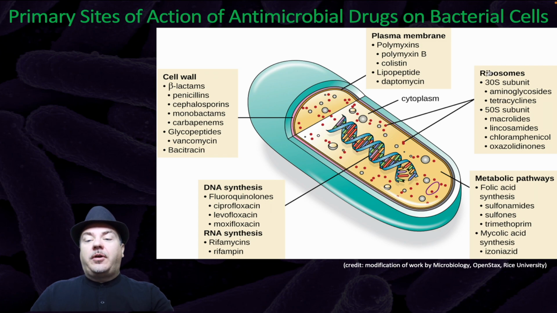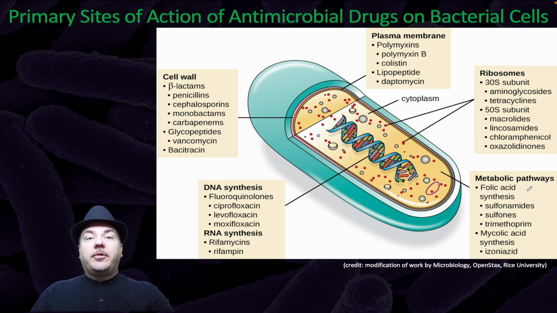Antimicrobial drugs that affect the ribosomes, either the 30S small subunit or the 50S large subunit. Again, these can be highly selective because eukaryotic ribosomes are not the exact same structure as prokaryote or bacterial ribosomes. The ones that affect the 30S subunit are things such as tetracyclines. Things that affect the 50S subunit are things such as chloramphenicol.